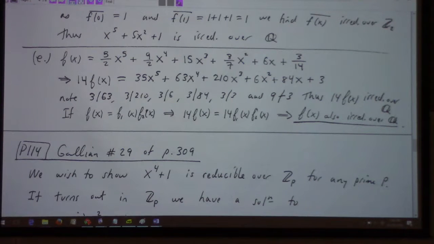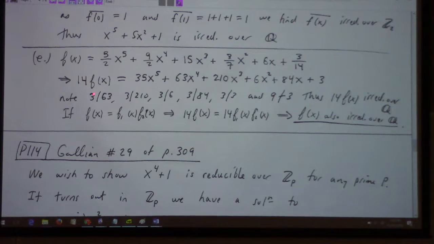This one's a little bit more fun. 5 halves, 9 halves, 15, 3 sevenths, 6 and 3 14ths. So what I do is I multiply by 14 to make it prettier. And then once I do that, you can do Eisenstein. Because Eisenstein is for polynomials with integer coefficients. So if you want to do Eisenstein, you got to get a polynomial with integer coefficients. And the way to do that is to kill the fractions. The way to kill the fractions is to pick the least common multiple of the divisors in said polynomial. 2, 2, 1, 7, 14. Least common multiple, 14. Why we multiply by it.